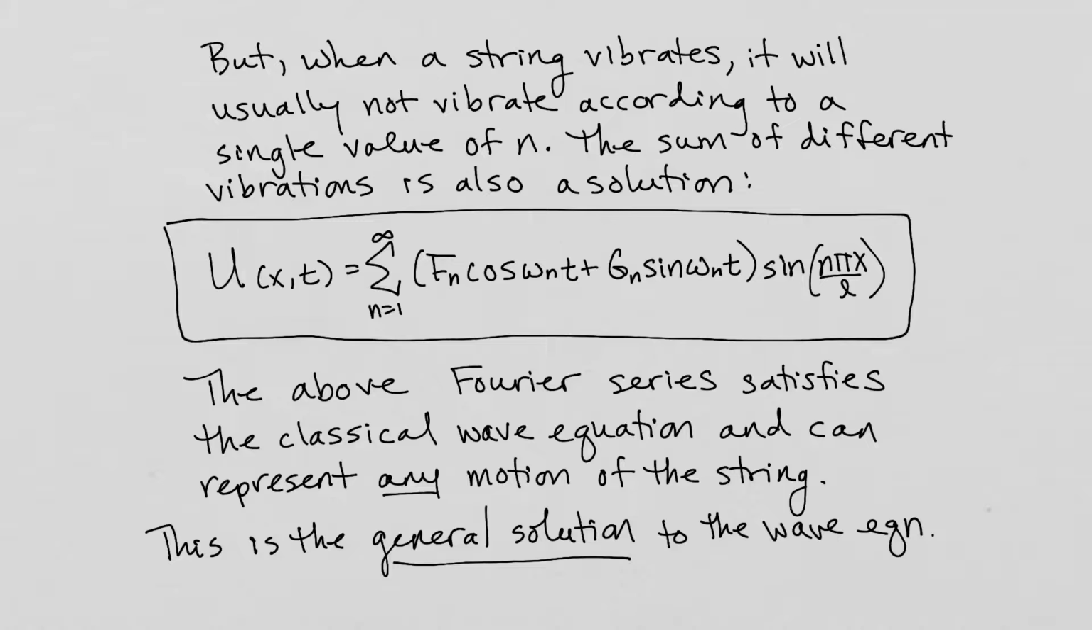Okay, so it turns out to be what we call a Fourier series. If you're not familiar with that term, feel free to go investigate that a little bit further on your own. But this is a standard type of equation that you'll encounter in physics and math. Here we just have a Fourier series that satisfies our classical wave equation, and this equation can represent any motion of our string. So not just one mode, but really any kind of motion that might be possible. And so we call this our general solution to the wave equation.